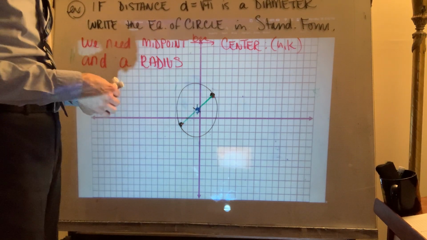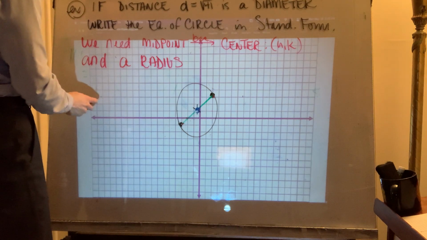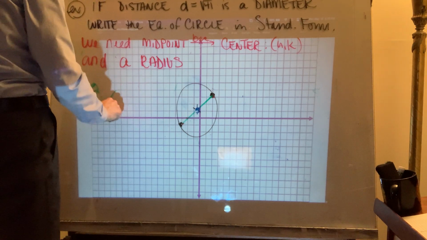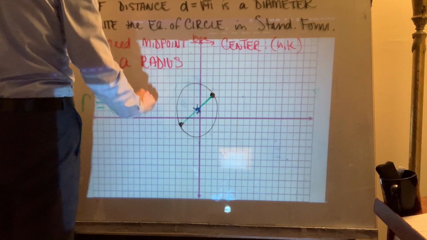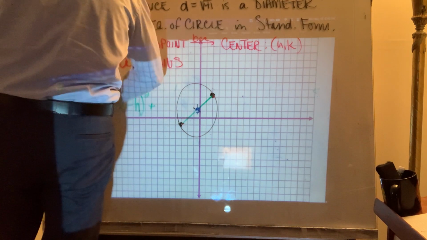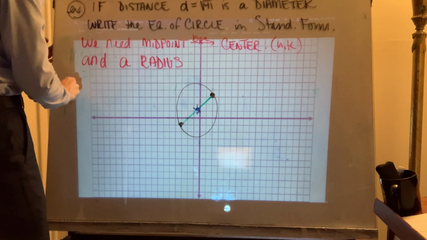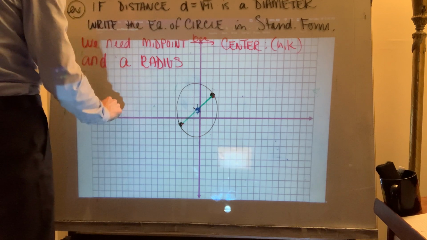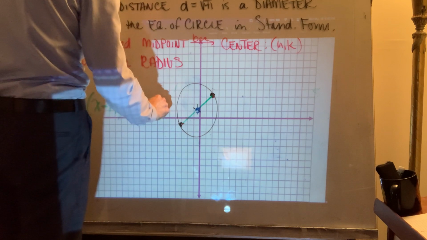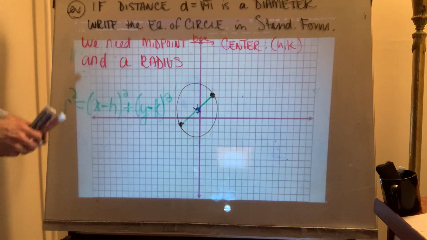All right, so what's the formula? All right, well, the formula in standard form is this: r squared is equal to x minus h squared plus y minus k squared. Okay. Hopefully that's good to superimpose, right?